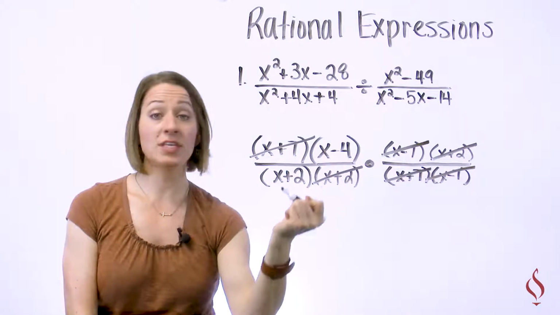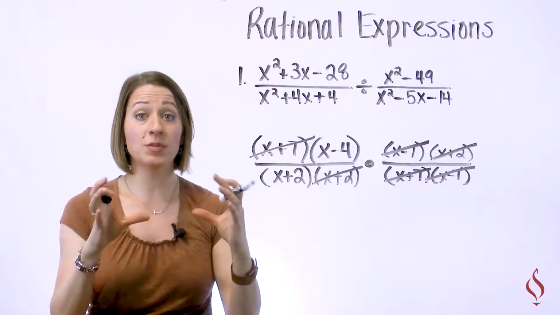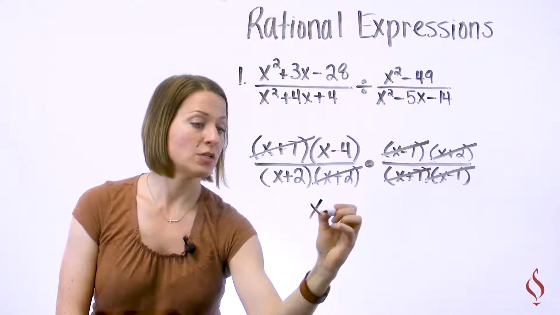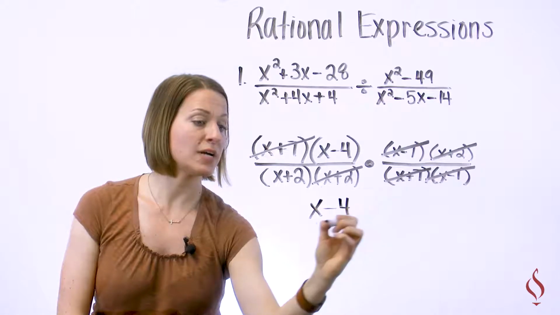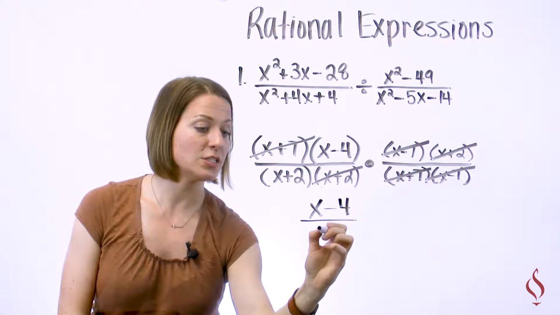And that looks like it's it, guys. We're just left with the x minus 4, and so it's up to you. If you want to keep the parentheses around it, you can. I don't require my students to, so you can just list it x minus 4 over, and then there's just an x plus 2.